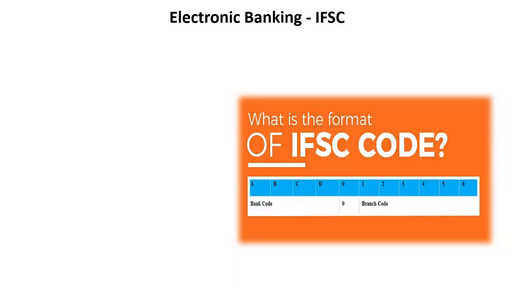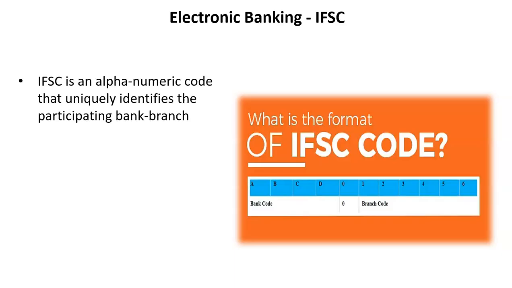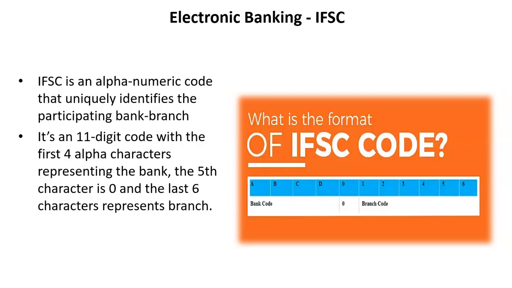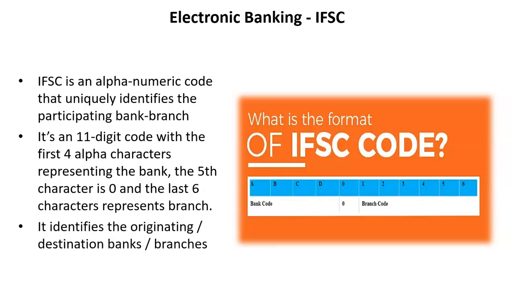IFSC code, Indian Financial System Code. It is an alphanumeric code that uniquely identifies the particular bank and branch. It is an 11-digit code with the first 4 alpha characters representing the bank, and fifth character is a 0. Last 6 identifies the branch. So whenever we make NEFT RTGS transactions, we ask the customers, please provide us the account number, name, and the amount, and the IFSC code. So this is how it is done here, right? It identifies the originating and destination banks and branches.